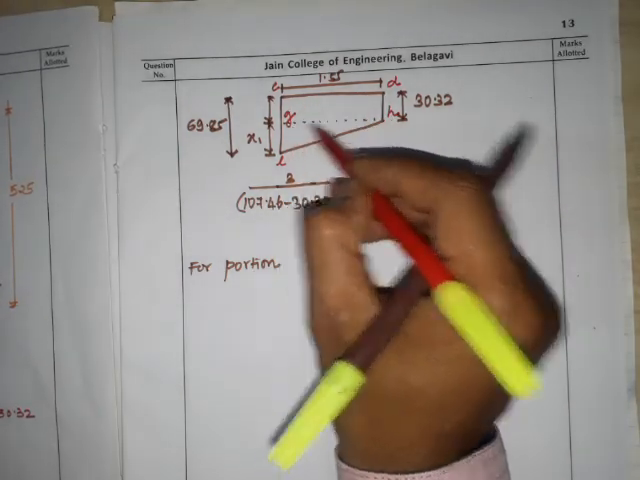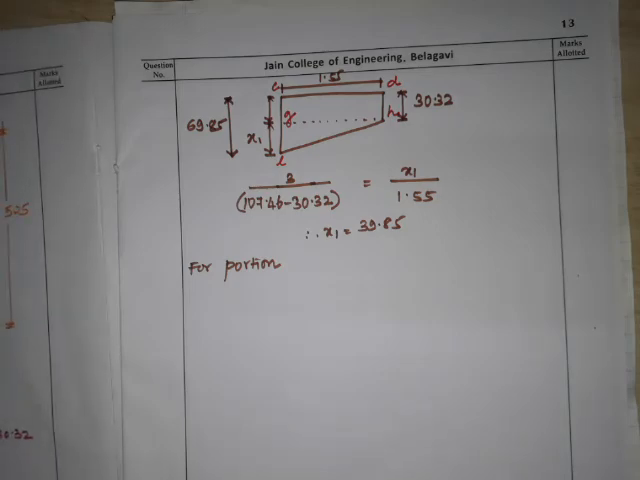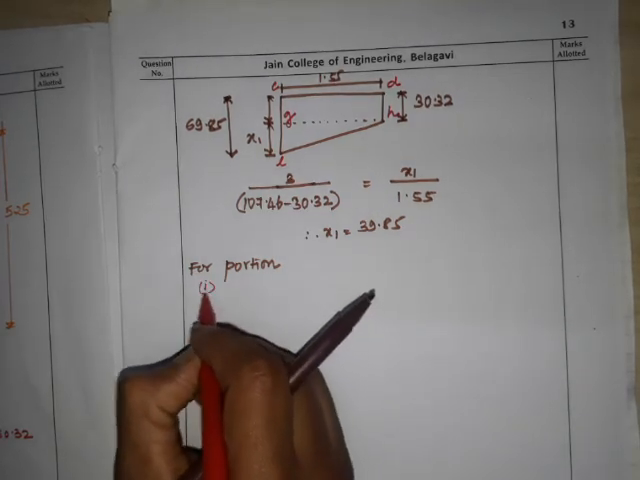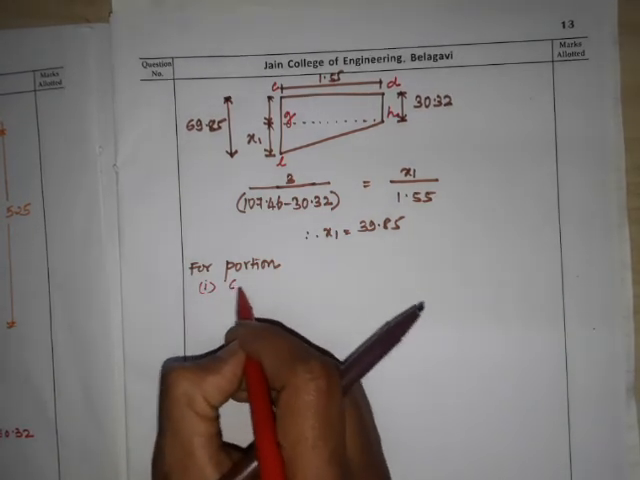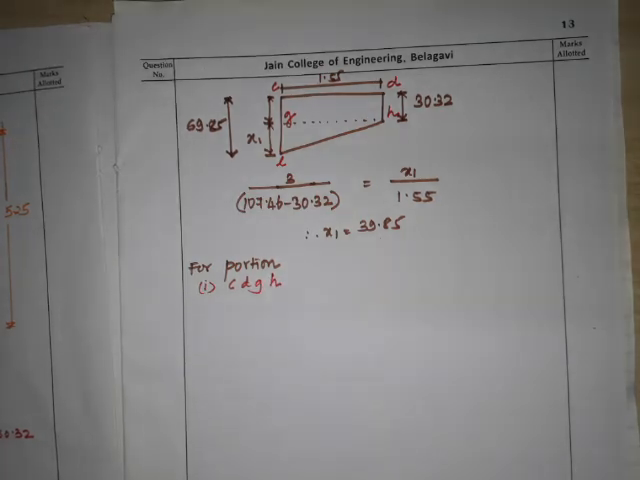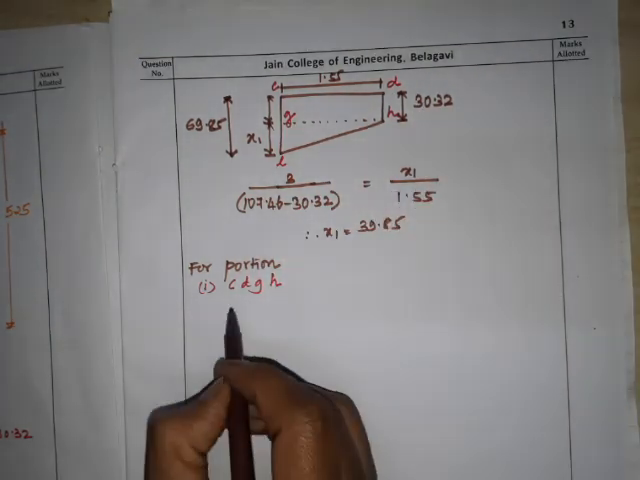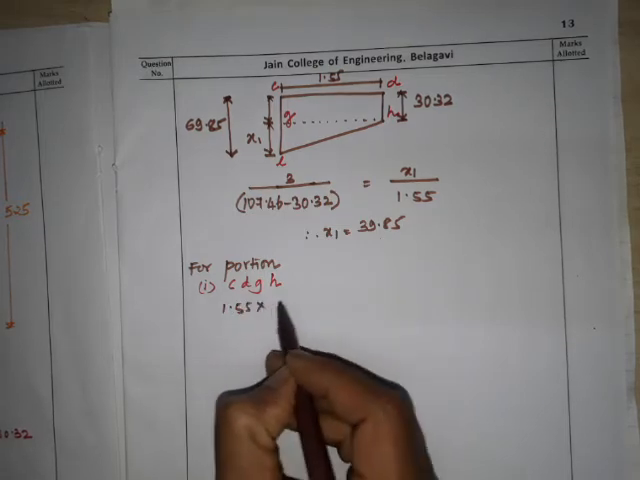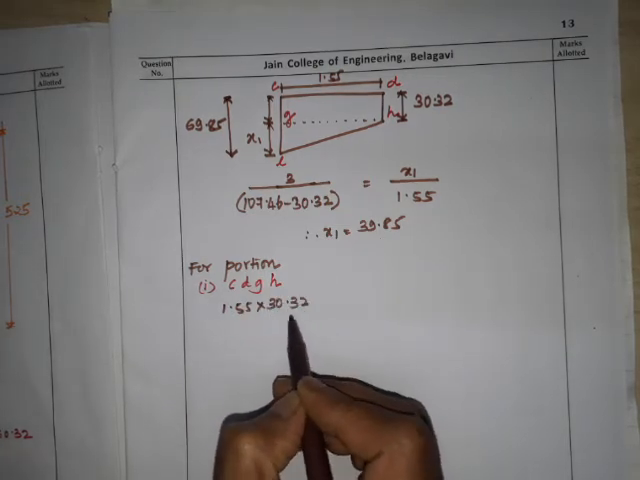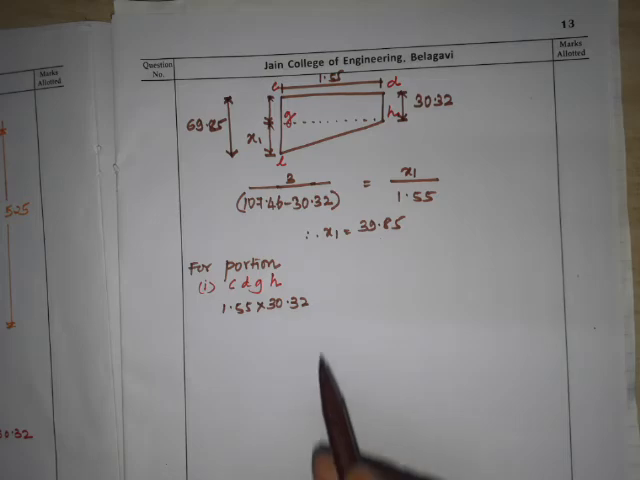So one is rectangular, one more is triangular. So I'll consider the portions one by one. First I'll write here CDGH, for portion CDGH. So the area is 1.55 by 30.32, the force is 1.55 by 30.32. No need to consider density because the pressure distribution you have calculated is already considering the density.